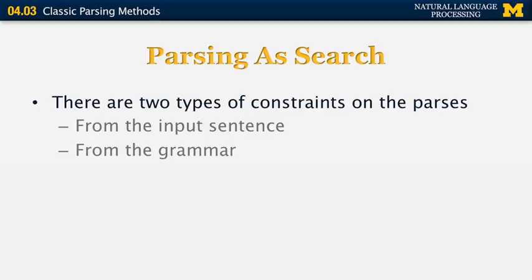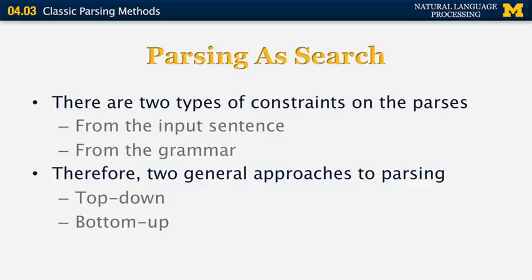And there are two types of constraints. Some of those constraints come from the input sentence, so we know that it has a certain number of words, that they come in a certain order, and that they have certain parts of speech. And there are other constraints that come from the grammar. So we know that what we're looking for is a sentence or a noun phrase, and that the sentence has a noun phrase and a verb phrase in that order, and that we expect to see an adjective before the noun. Both of these types of constraints help constrain the parse process.